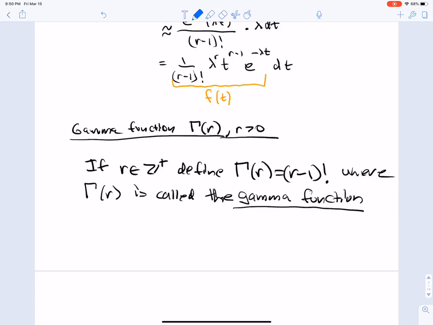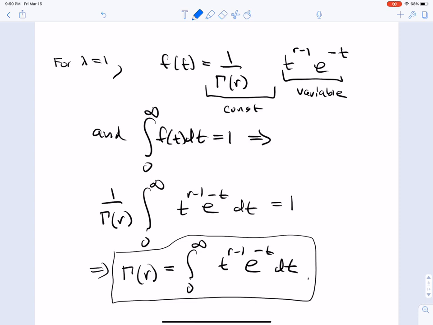So we're going to define the gamma function, gamma r, to be r minus 1 factorial when r is a positive integer. In particular, when lambda is 1, the density has a constant and a variable part. The variable part is a function of t. And of course, the integral of the density is 1. So if I pull out my constant and cross multiply, you get that gamma of r is this integral here. And this is actually the definition of the gamma function.